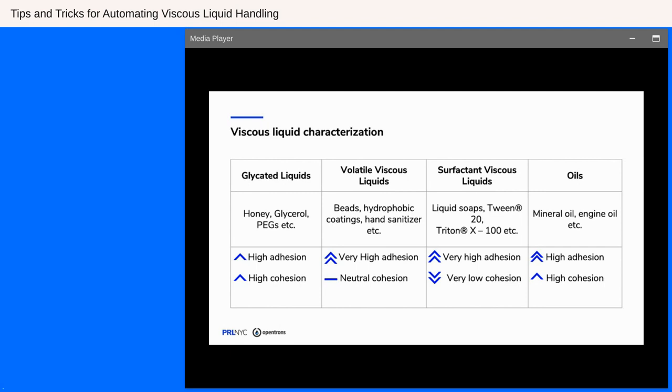And the fourth category is oils. Examples of oils may include mineral oil, engine oil, or cooking oils, and they show very high adhesion to the tip wall, also very high adhesion to the liquid.